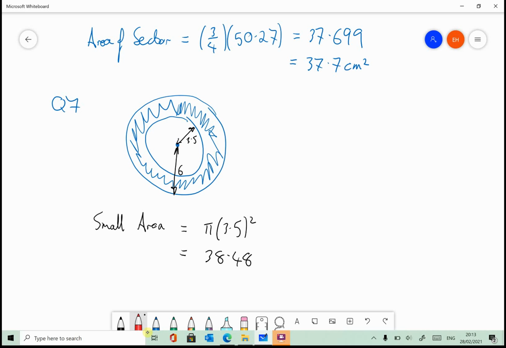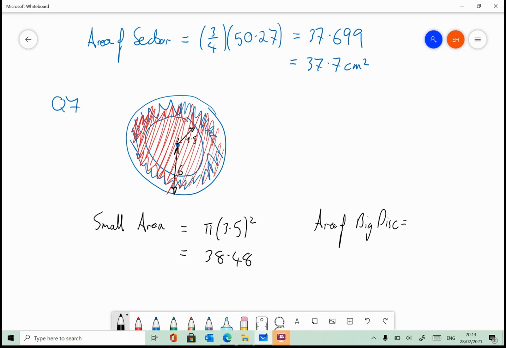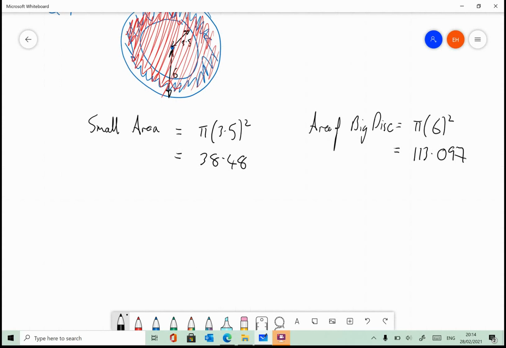Then I'm going to work out the big area. What I'm considering to be the big area is not the blue area yet, but the area of that great big red disc. The area of the big disc is pi by 6 squared, which equals 113.097. Just like with the rectangles, one rectangle inside another, we can find the blue area.